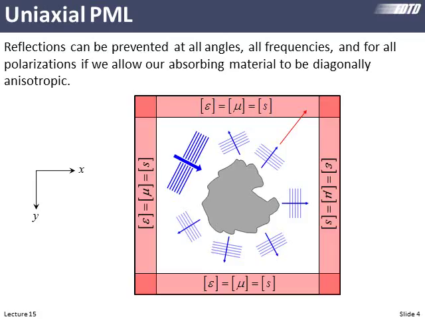So we said we need a way to absorb outgoing waves, and this makes those waves appear as if they just go off to infinity. And we realize we really need something that is anisotropic at the edges so that we can incorporate loss while also keeping the impedance matched, and we can do this for all angles, all polarizations, all frequencies. And so we ended up with a uniaxial PML.